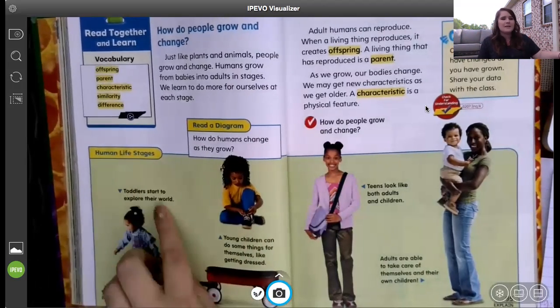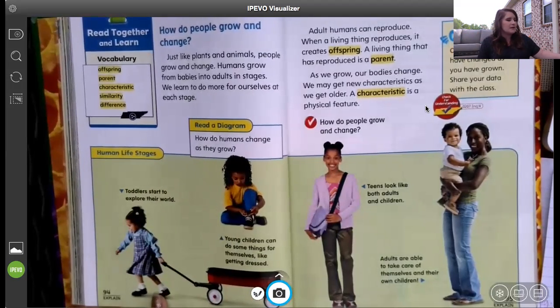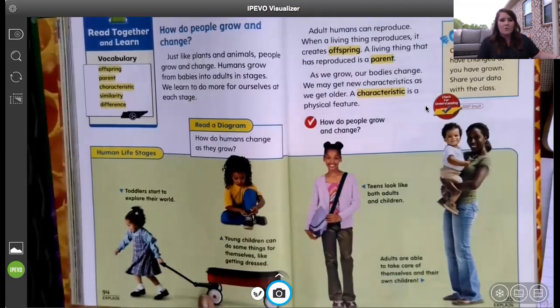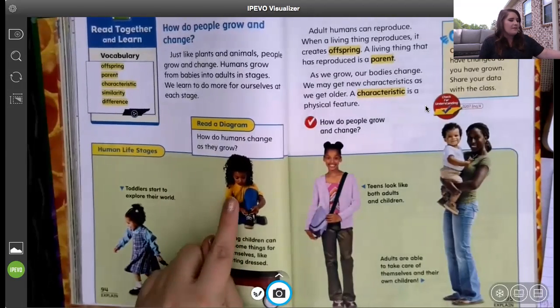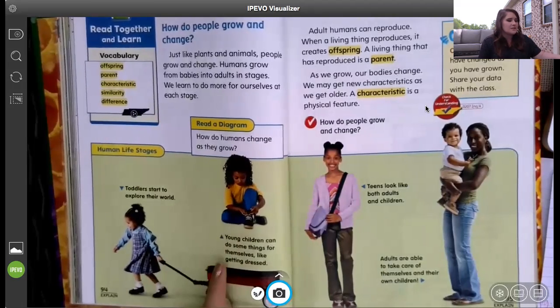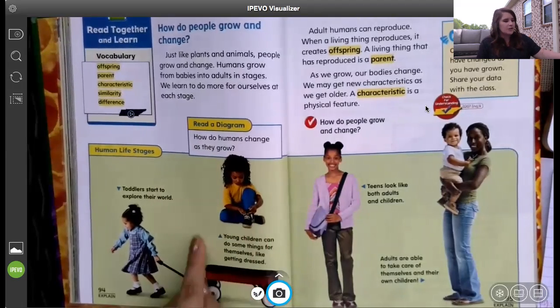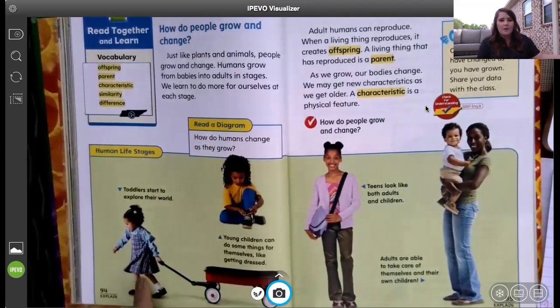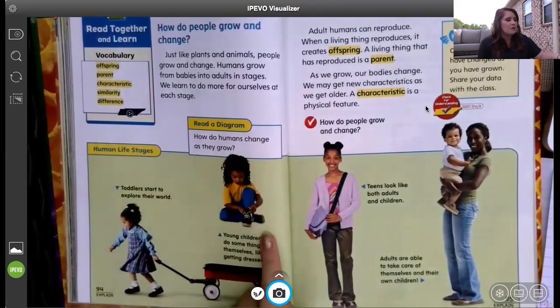So if we look at a human life stage, we can see that the toddler, she's little, she might be 2 here, 2 or 3. She is exploring the world. So she probably learned how to walk a year or so ago. She's seeing how everything works. Her brain is still developing. And then you have young children who can do some things for themselves, like getting dressed. So she might be 4 or 5. So when she was little and a toddler, her mom probably picked out her dress for her. But now, as she's going through her life cycle, she's getting more independent. She can do more things for herself. So now she puts on her own clothes.